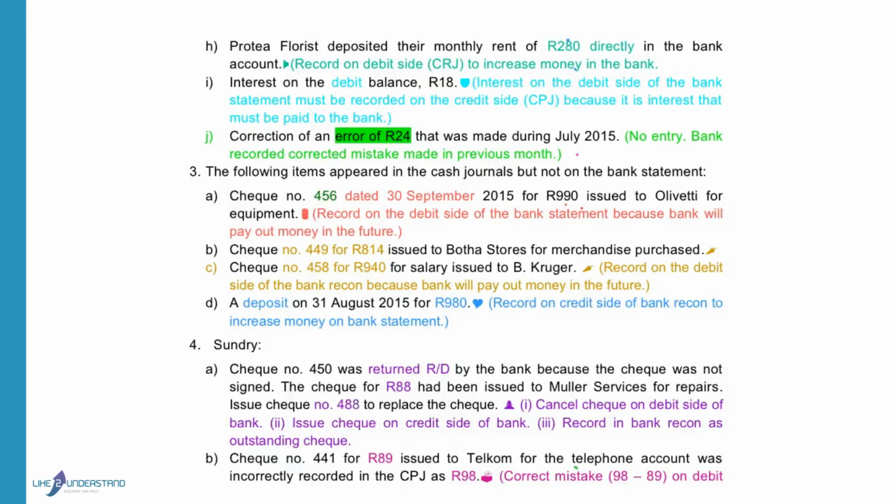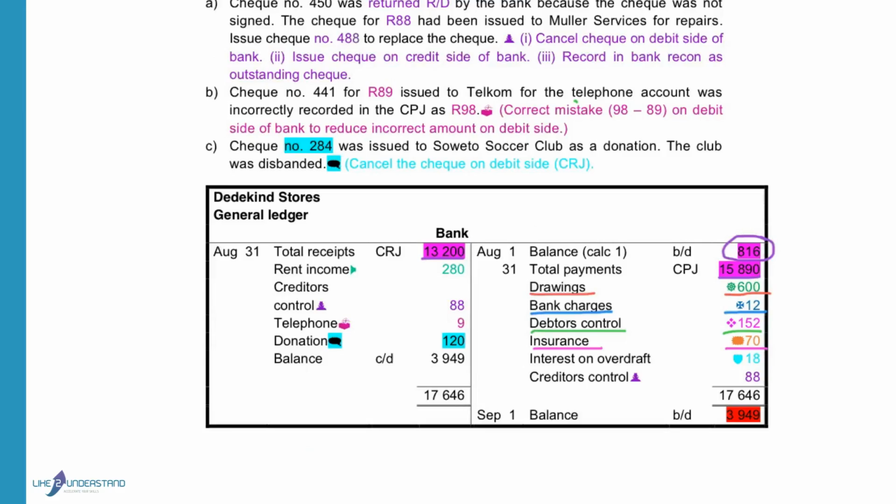Protea Flores deposited the monthly rent of 280 directly into the bank account. So it means the bank recorded it as a deposit, and we will now show in the bank account that the money in the bank increased on the debit side. The bank is debited to increase the deposit. Rent income account will be credited to indicate that the income increased.